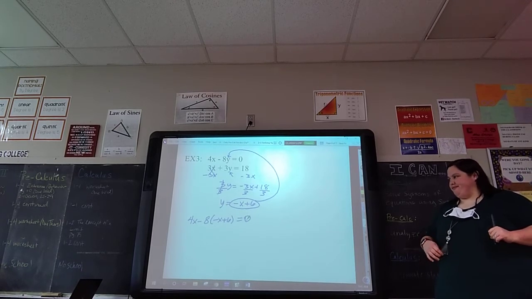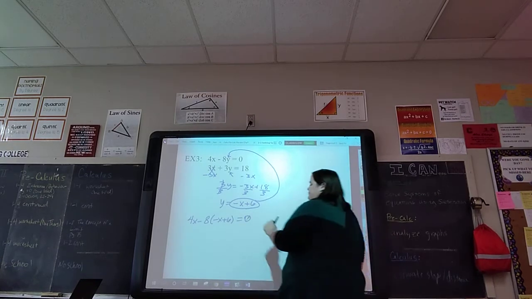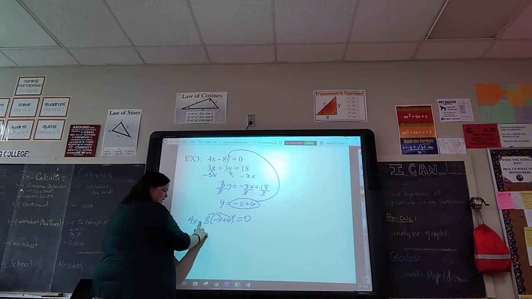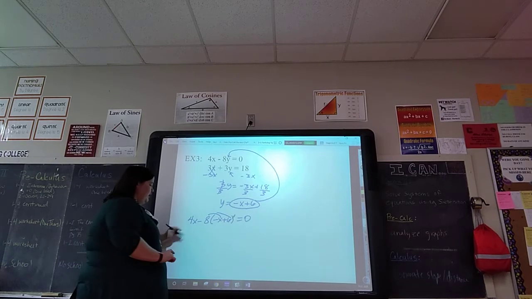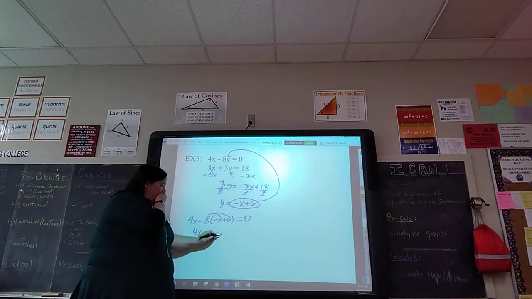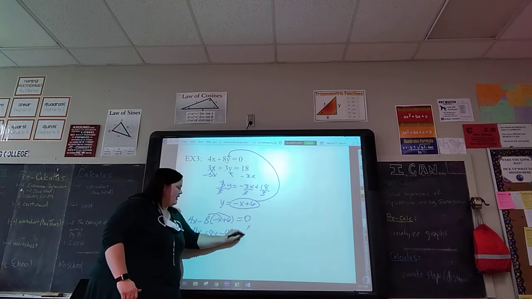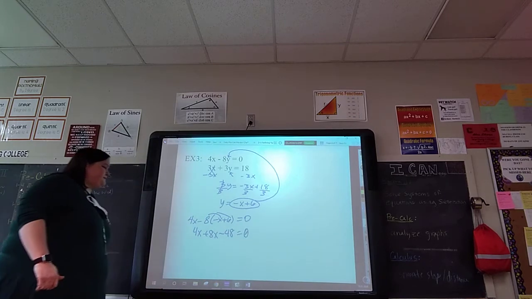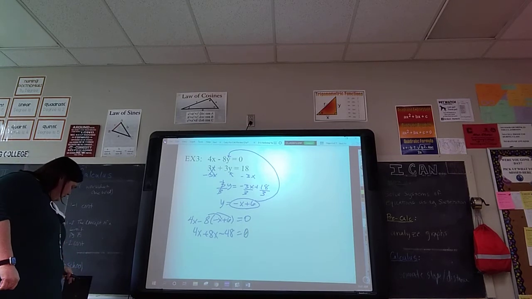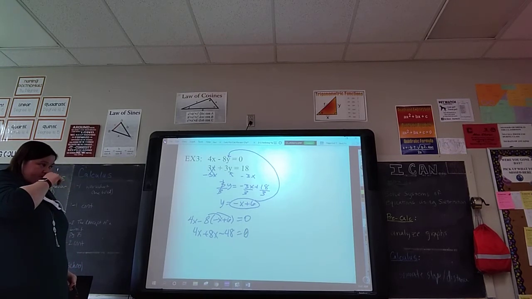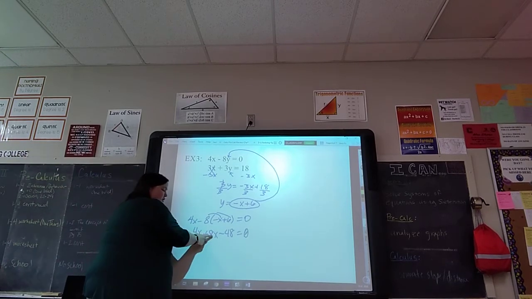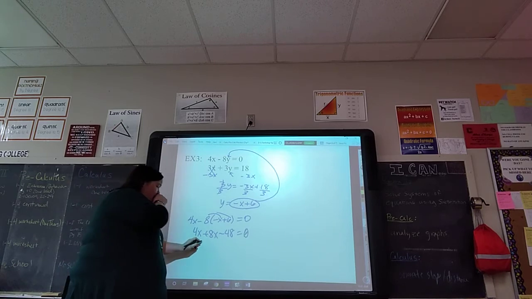Now what should I do? Yep, distribute. Again, always watch your signs. The 8 is negative, so make sure you distribute that negative along with it. So we've got 4x, that's going to become a positive 8x, and then negative 48, and equals 0. Now what can I do? Add my like terms, yep. They're on the same side, so I just total up how much I have.